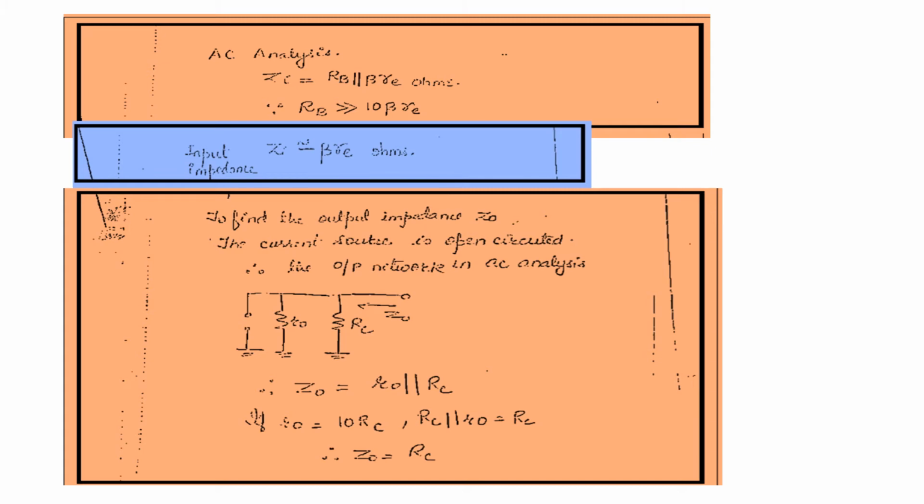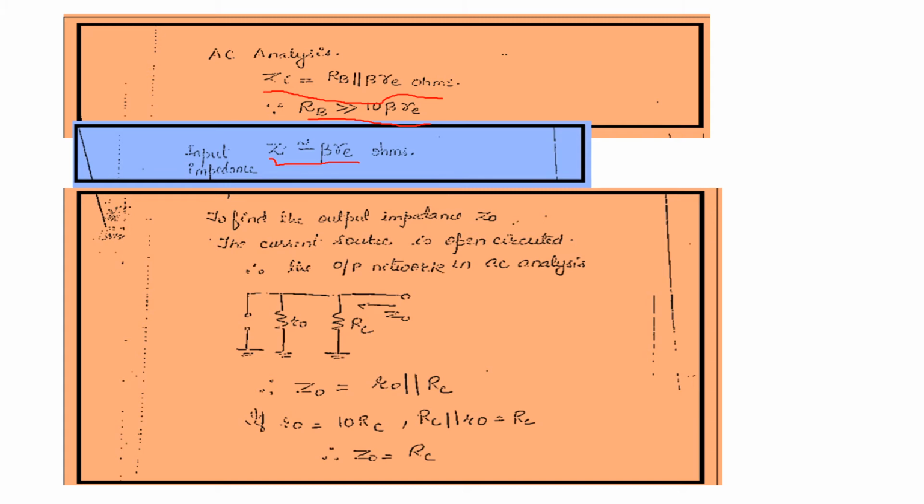So doing the AC analysis, Zi is equal to beta times Re, since RB is very much greater than 10 times RE. So input impedance ZI is equal to beta times RE ohms.